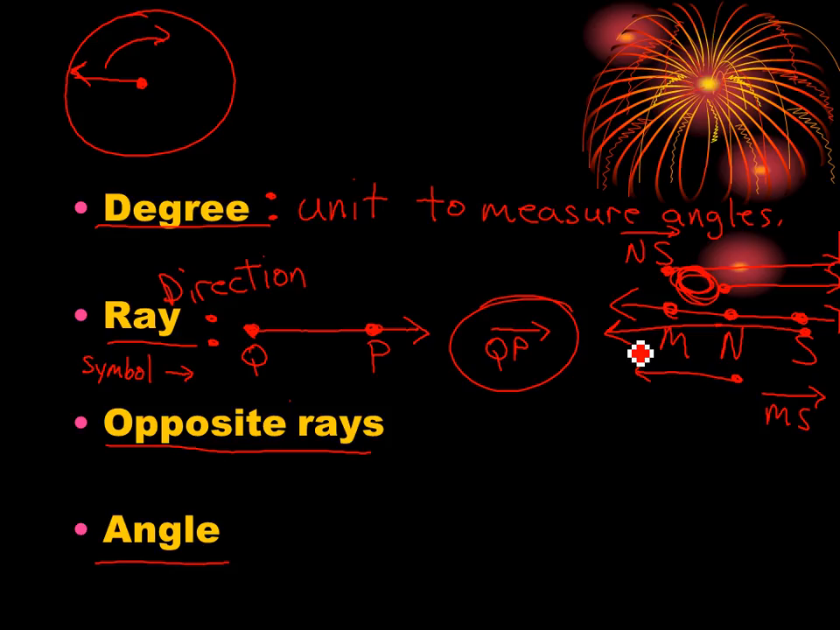Opposite rays would be what? Where they go end to end, but they go out in opposite directions. So what's two opposite rays going to form together? A line. So let's write that right here. Anytime you have two opposite rays, they form a line.